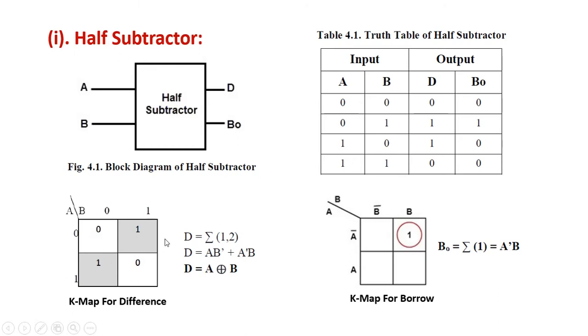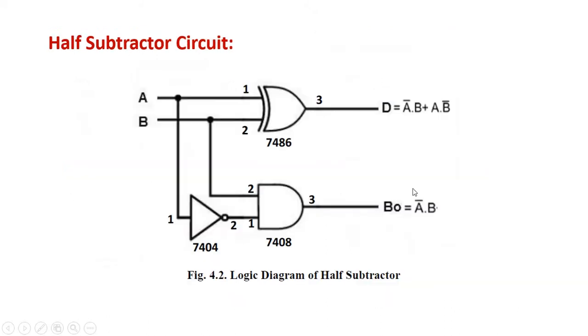Through K-map simplification technique, we get this minimized equation for difference and borrow. The difference is the XOR operation between the two inputs, while borrow is A bar B. So we are taking the complement of the minuend and ANDing it with the subtrahend. We are subtracting A minus B, so A will be the minuend and B the subtrahend.